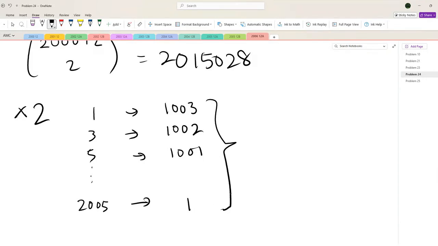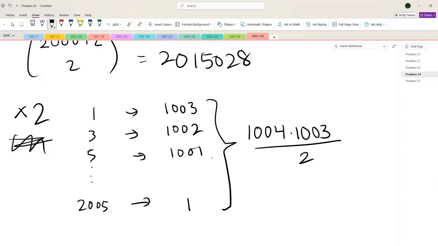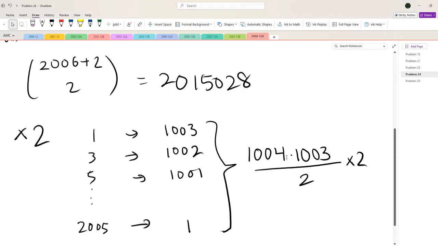So the total sum of all of these values is 1004 times 1003 over 2, since the number of terms is the odd numbers from 1 to 2005. Except we're multiplying by 2 here, so we just multiply by 2. So the number of terms that cancel out would be 1004 times 1003.